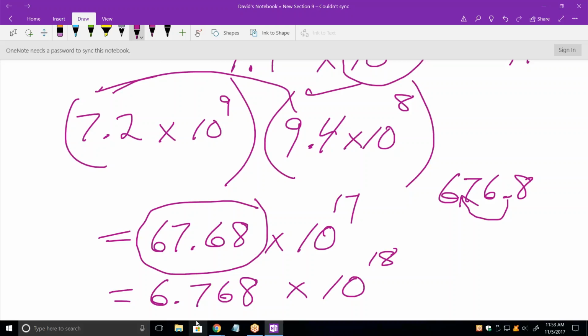What's important is to remember that when you have to move the decimal point left, you add. When you have to move the decimal point right, you subtract from this exponent. In other words, I added 1 to get 18 from 17. Okay. Because I went left. All right.